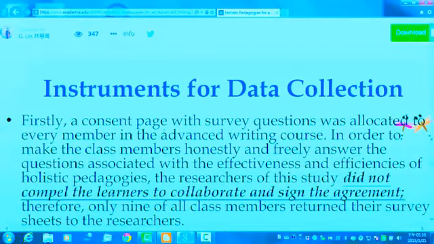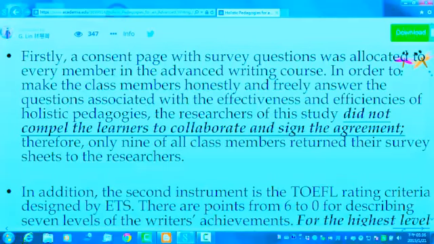About the instruments for data collection. Firstly, a consent page with survey questions was allocated to every member in the advanced writing course. In order to make the class members answer honestly and freely the questions associated with the effectiveness and efficiency of holistic pedagogies, the researchers of this study did not compel the learners to collaborate and sign the agreement. Therefore, only some of the class members returned their survey sheets to the researchers.